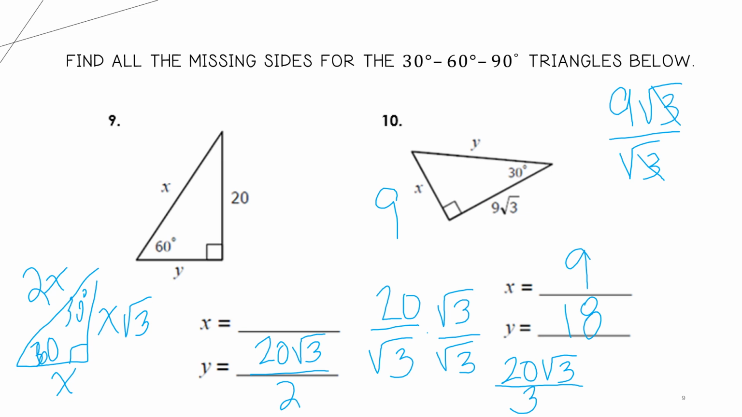That's kind of an ugly looking answer, and sometimes that's going to happen depending on the values that you're given for your sides. But don't freak out. And again, if you have a calculator, it makes it really easy. You can just type in 20 divided by root 3, and it will take you straight to 20 root 3 over 3. Sorry, I wrote 2. Let me fix that.